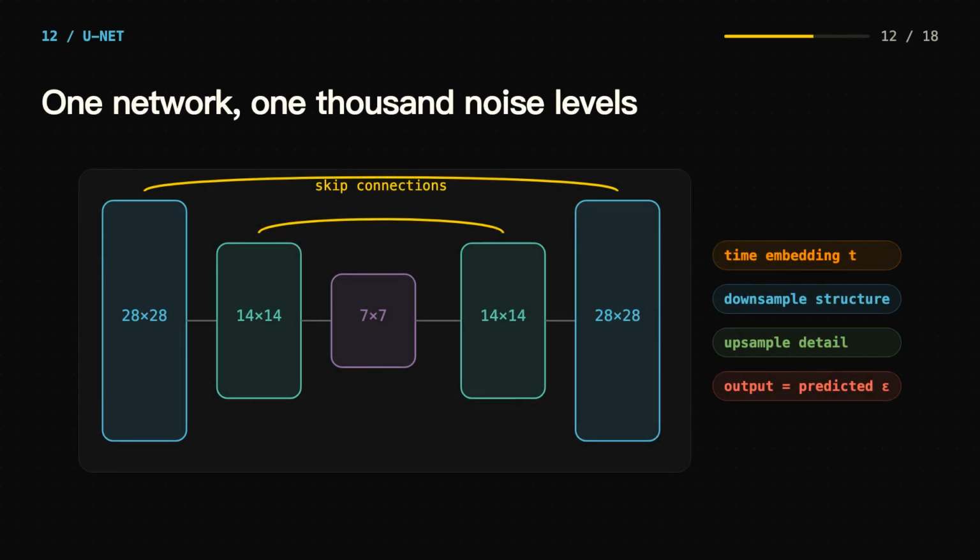Once the objective is fixed, one UNet still has to handle 1000 different noise levels. The paper converts T into a sinusoidal time embedding and injects it into residual blocks, allowing the same feature layers to change behavior with noise level.